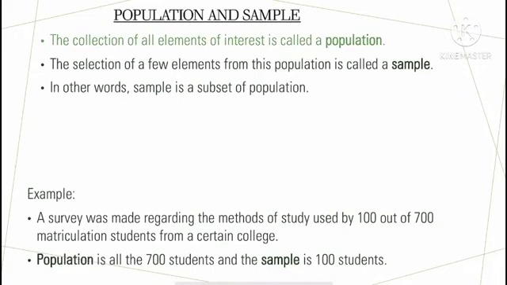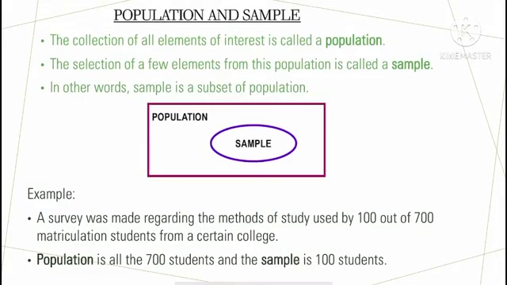The collection of all elements of interest is called a population. The selection of a few from this population is called a sample. In other words, a sample is a subset of the population.